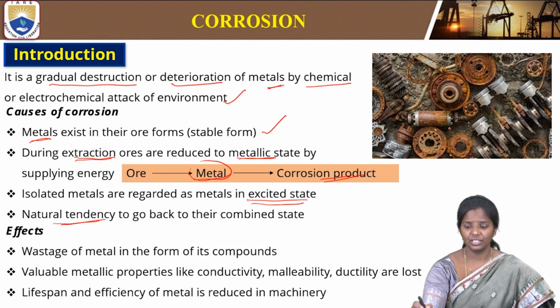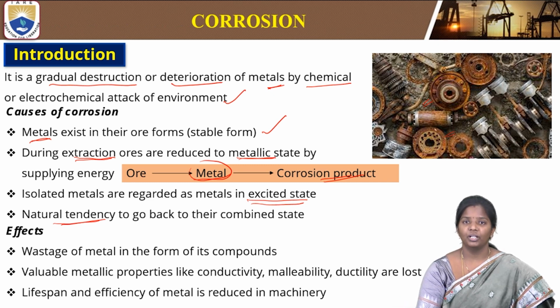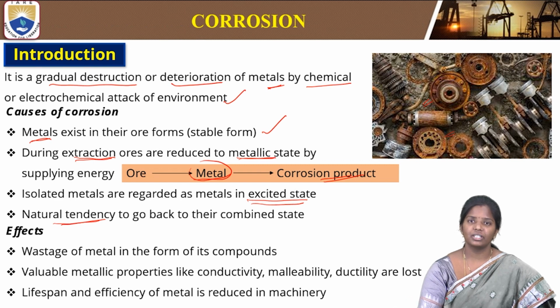So as we see from this figure, these are all bearings that are converted into corroded metals that are in stable form. So this is why the metals always tend to go back to their states, forming some corrosion product, which is a stable form of it.